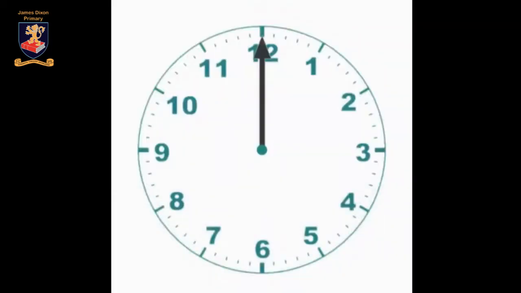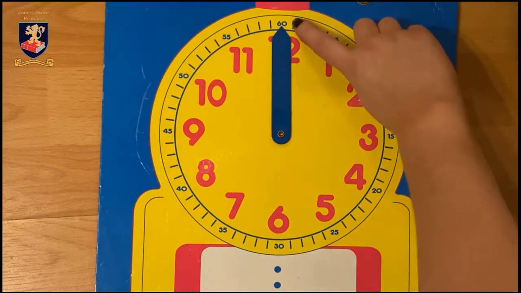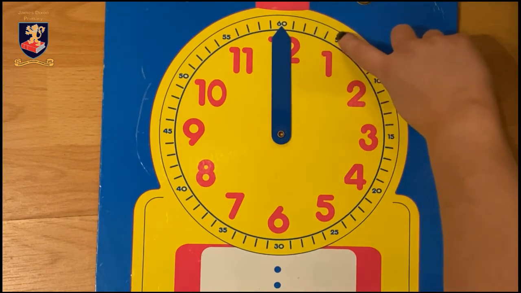We know that the longer hand is the minute hand and the shorter hand is the hour hand. When we look at the first half of the clock, we say that it is past the hour. When we look at the second half of the clock, we say that it is to the hour. Each line on the clock represents 1 minute.